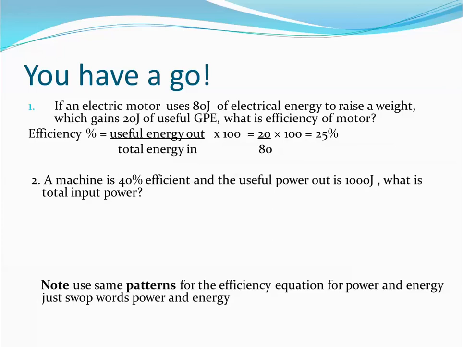Question 1 is straightforward. Efficiency, we're doing it as a percentage. So useful out, 20 divided by 80 times 100, 25%. Fairly straightforward. Probably just 1 mark.